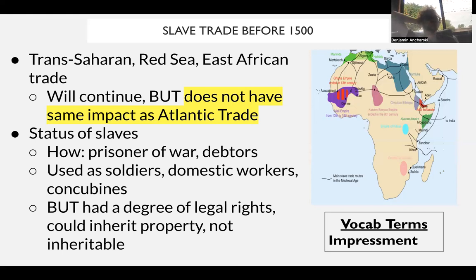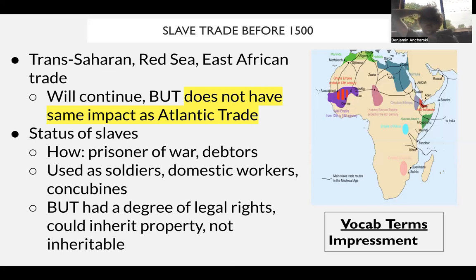We see that slaves could inherit property, not only within their own families, but also from the people who have enslaved them. The slave owner can give freedom as a form of inheritance. They can give property as a form of inheritance. And slavery is not inheritable, nor is slavery necessarily based on race.